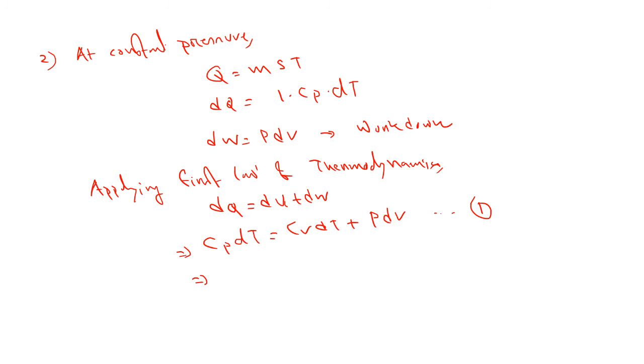Now next step is (Cp minus Cv) dT equal to P dV. So ultimately we can write Cp minus Cv equal to P dV by dT. We can give this equation 2. So from that part we can get constant volume, and here Cp minus Cv equal to this. Actually we are going to calculate a very important formula using this.